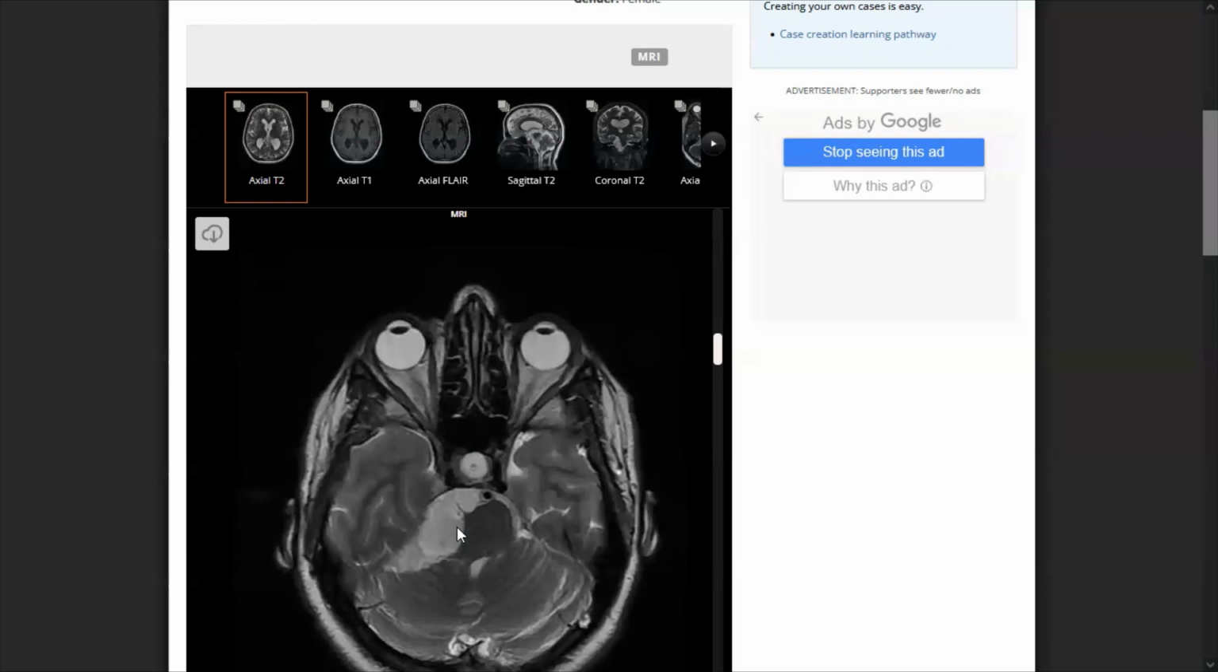Yeah, so now you're digging a hole for yourself. How often have you seen patients taking fascia lata grafts for CP angle tumors? You have the pericardium there. Is this a common practice, taking a fascia lata graft?